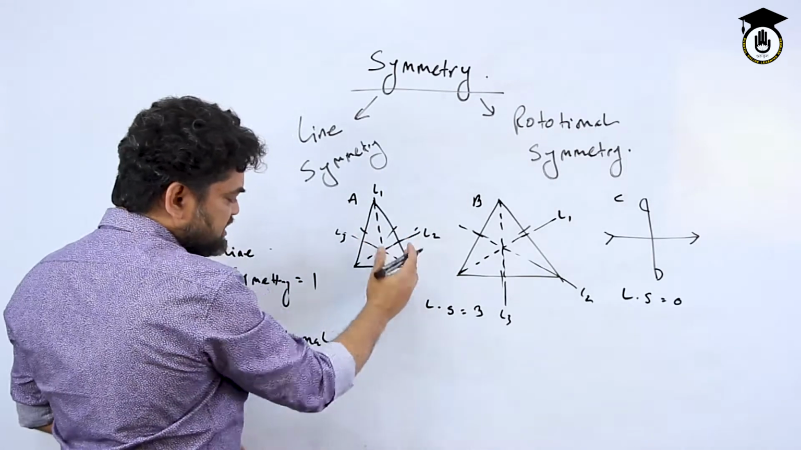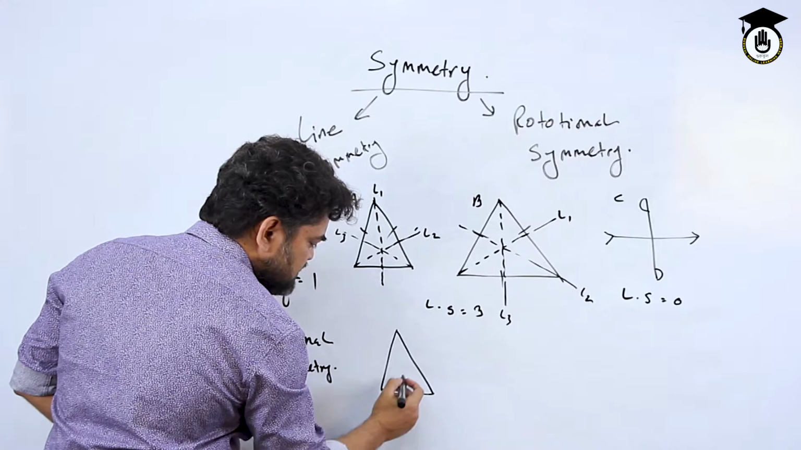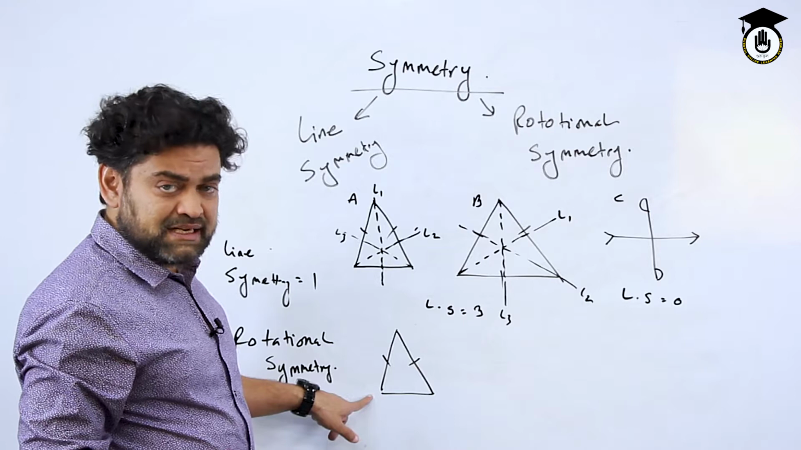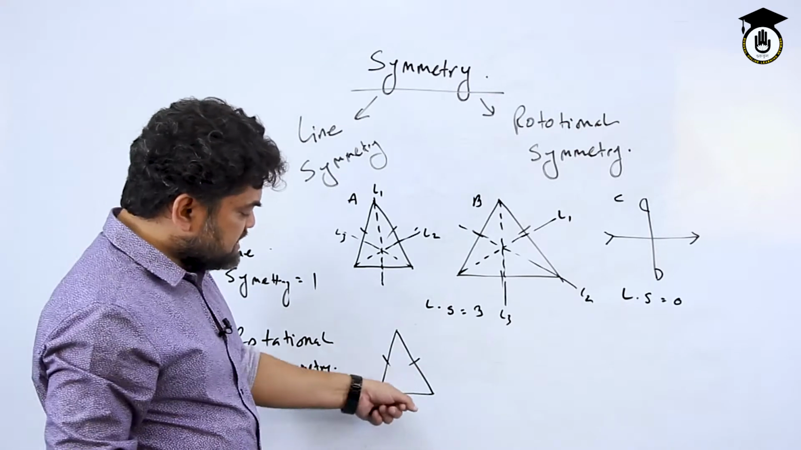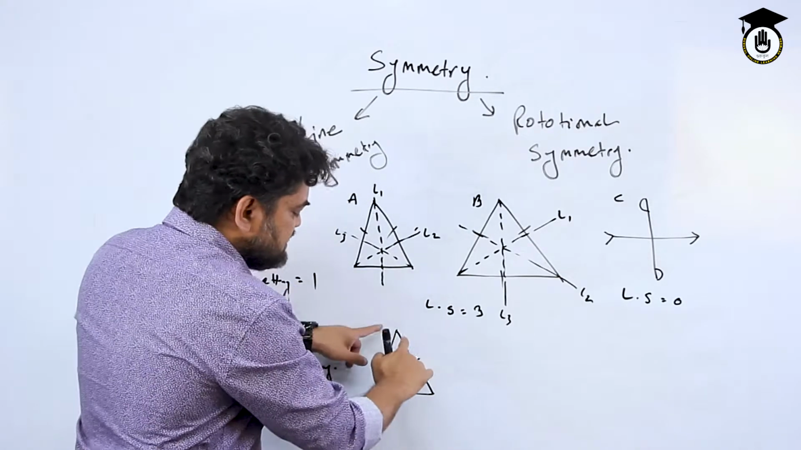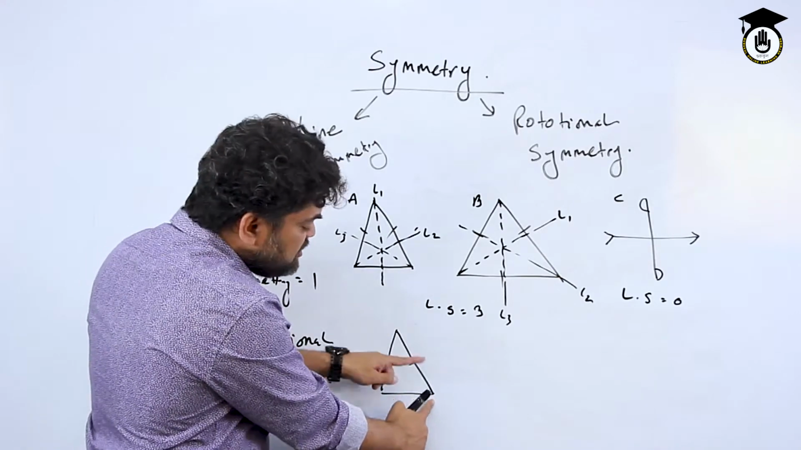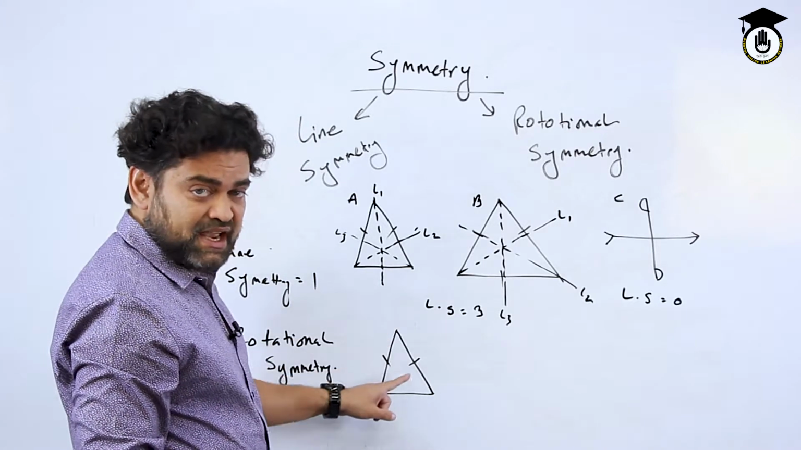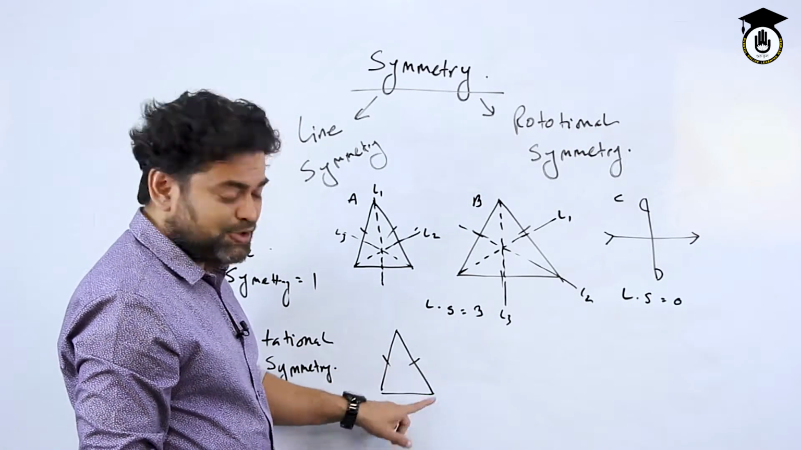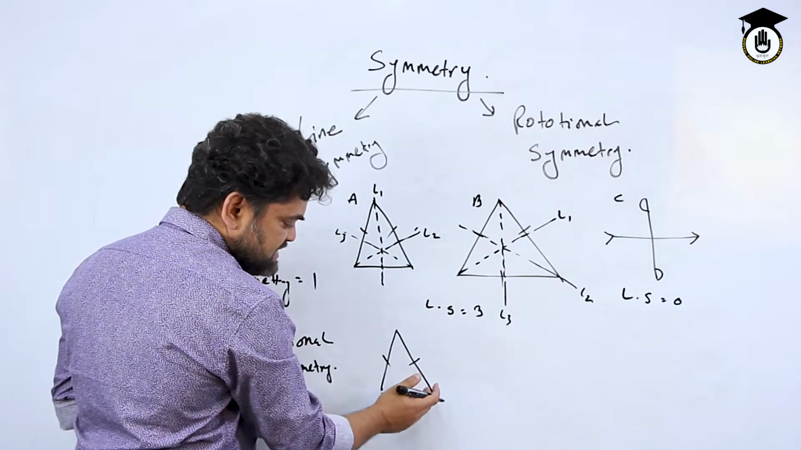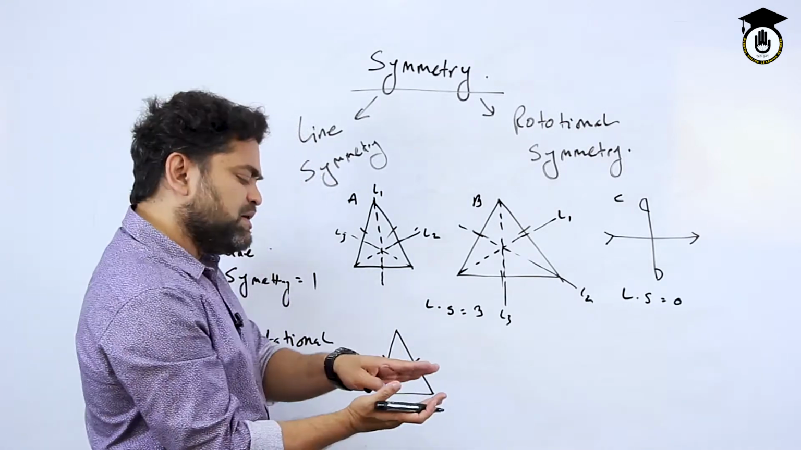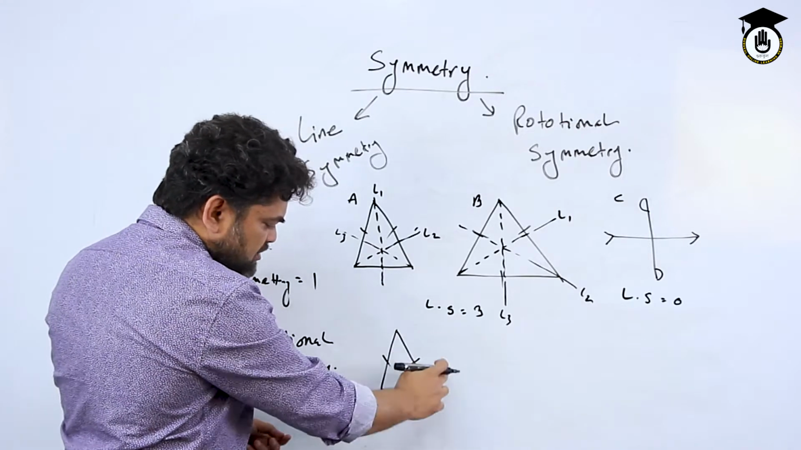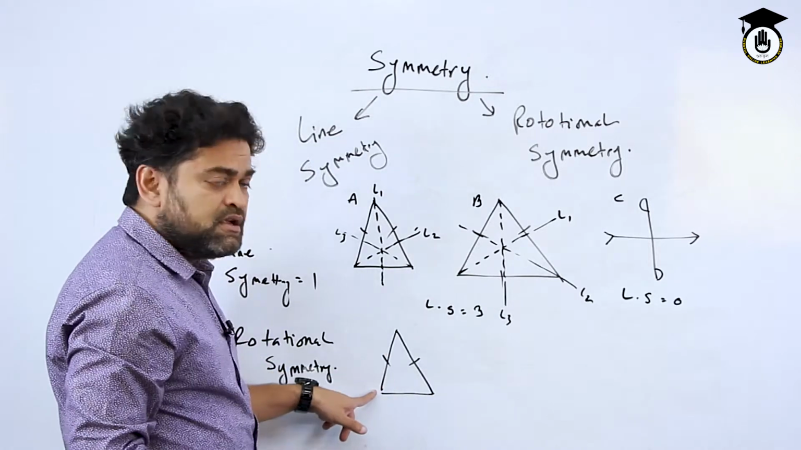So if I rotate this, suppose this is an isosceles triangle. Separately I have drawn it to make you understand clearly. If I rotate this side, it will come to this side, but it will not come on top of it. Why? Because this is an isosceles triangle, and in an isosceles triangle two sides are equal, not the third side. So if I rotate it, this side will not come on top of it. And if I rotate it again here, it will also not go on top of it.